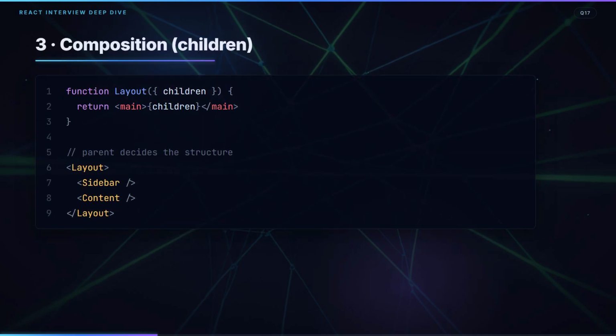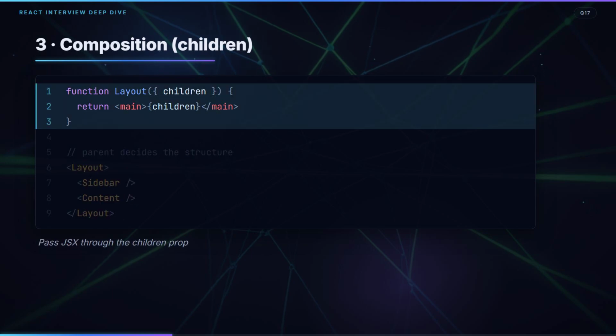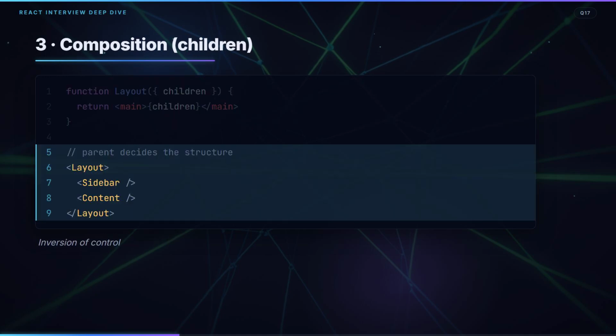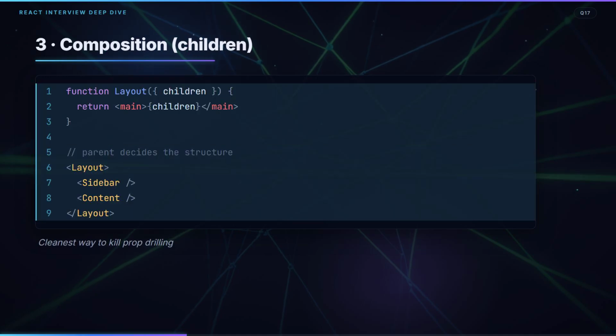Next rung, composition. Instead of passing data, you pass JSX through the children prop. This gives you inversion of control, and it is the cleanest way to kill prop drilling. The parent decides the structure, without threading props through every layer in between.